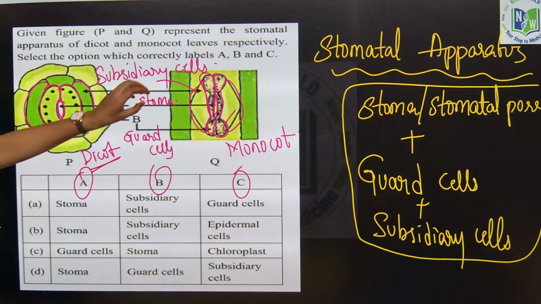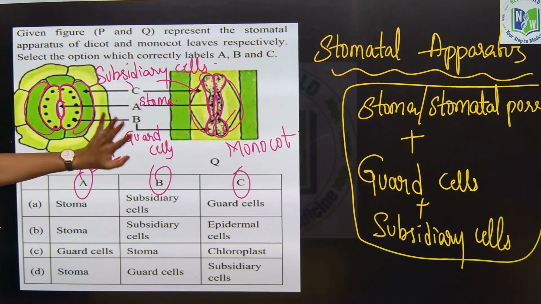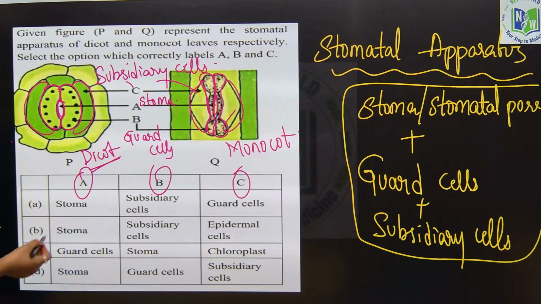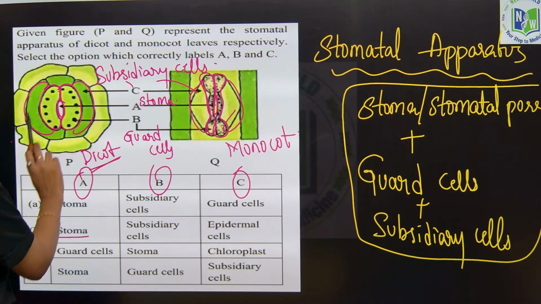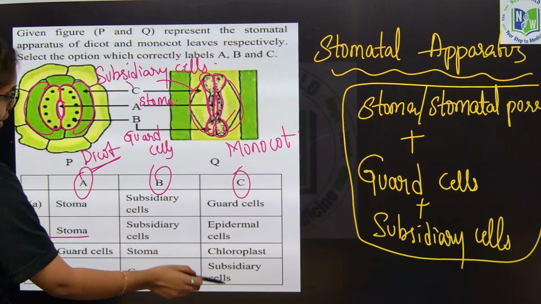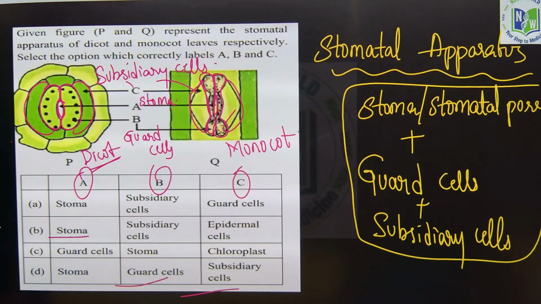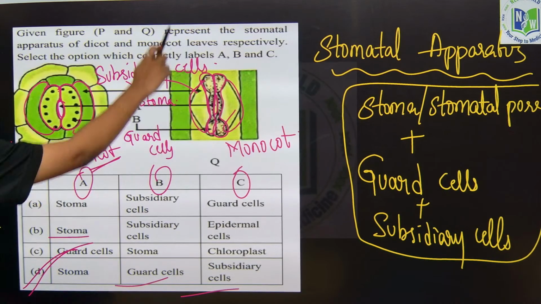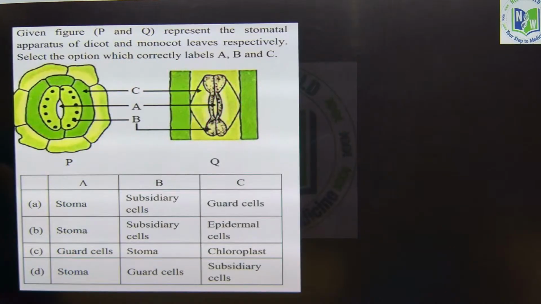So, here: stomata, stomatal pore or stoma, guard cells and subsidiary cells. You look at here, A is stoma, B is guard cells, C will be subsidiary cells. In this case, what will be the right answer? Option D will be the right answer. Next question you look into.